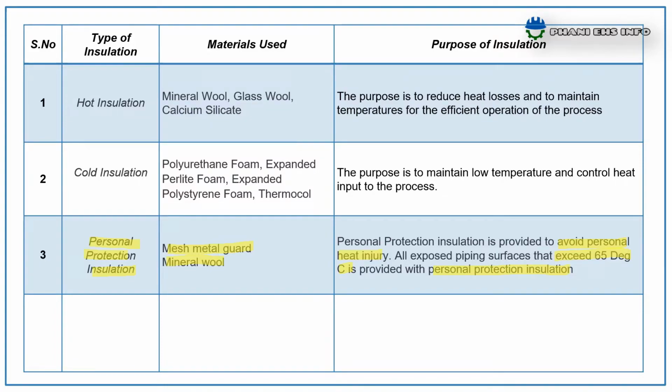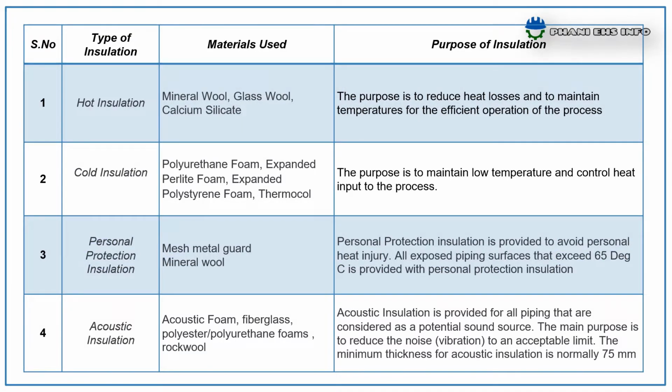Fourth one, acoustic insulation. Acoustic foam, fiberglass, polyester or polyurethane foams, rock wools are the materials used in acoustic insulation. Acoustic insulation is provided for all piping that is considered a potential sound source. The main purpose is to reduce the noise, which means vibration, to an acceptable limit. The minimum thickness for acoustic insulation is normally 75 mm.